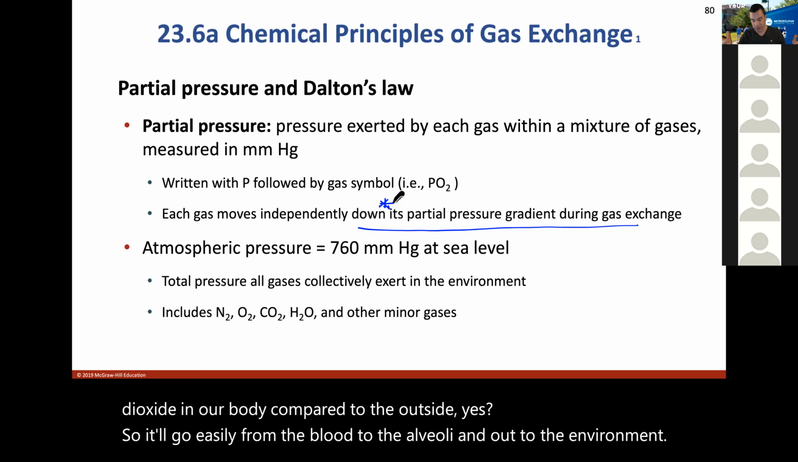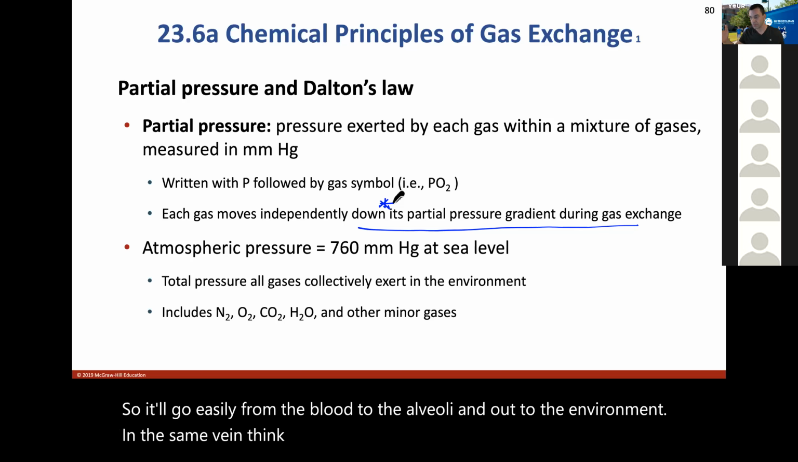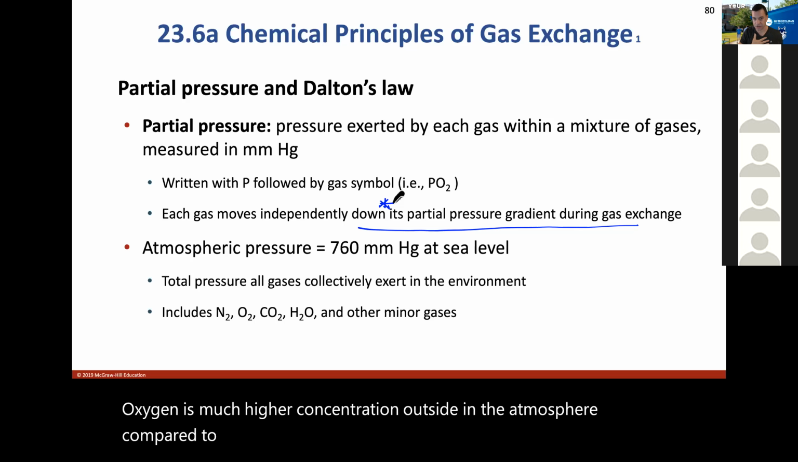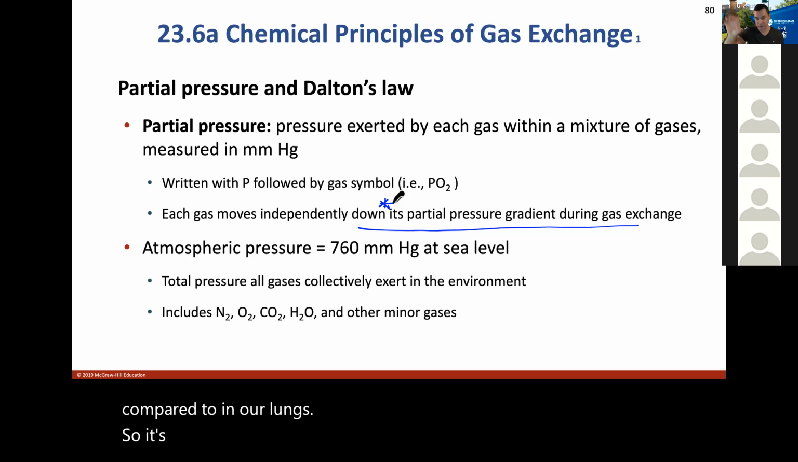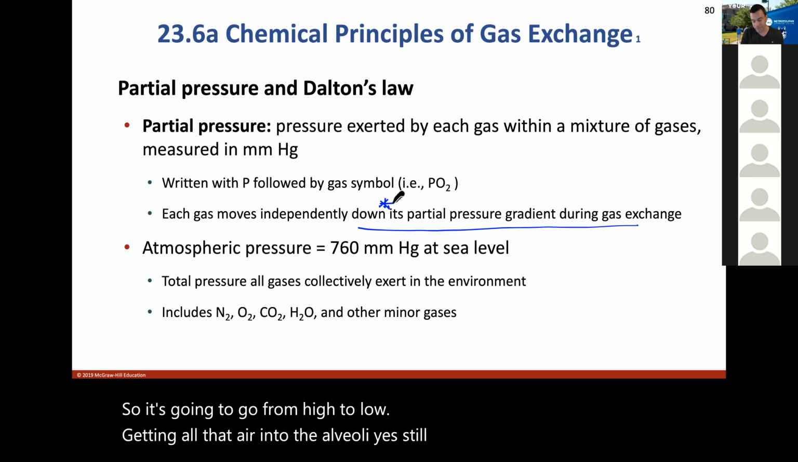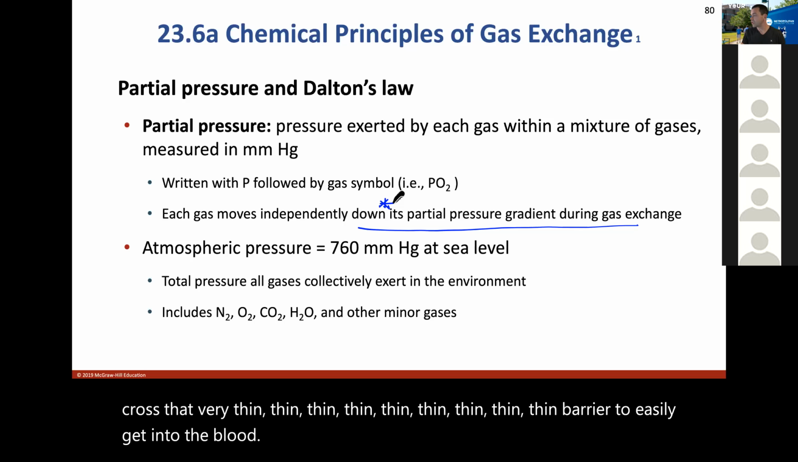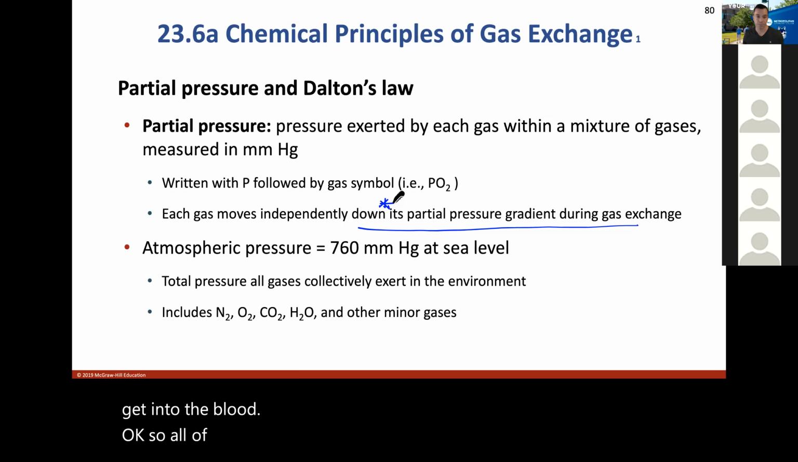In the same vein, think of oxygen now. Oxygen is much higher concentration outside in the atmosphere compared to in our lungs. So it's going to go from high to low. Getting all that air into the alveoli, yes, still atmosphere, and getting it to cross that very thin barrier to easily get into the blood. Okay, so all of these gases are going to be going down their partial pressure gradient.